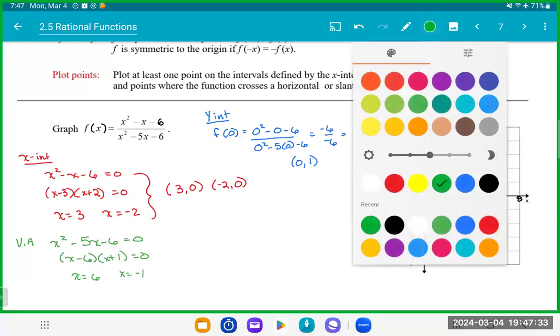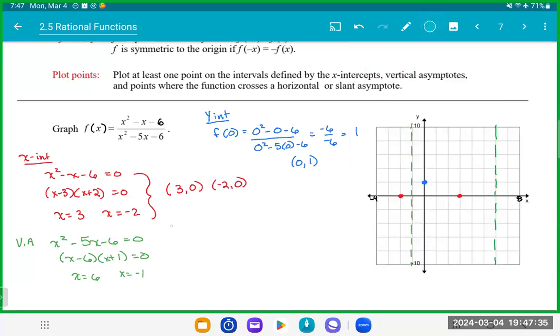Now let's look for a horizontal asymptote. So a horizontal asymptote, remember that is, we have x squared over x squared. They're equal. Therefore, our horizontal asymptote is when y equals 1. So we'll put in that asymptote in here.